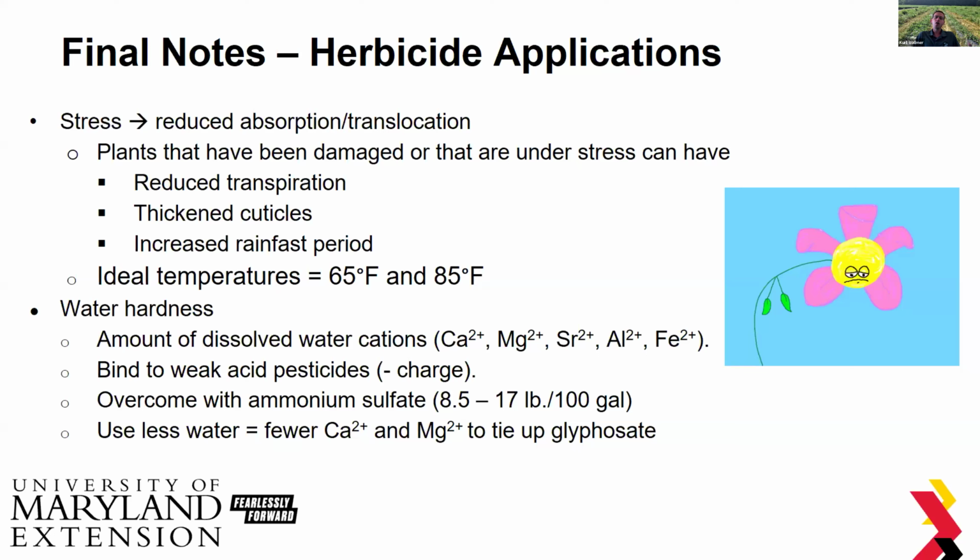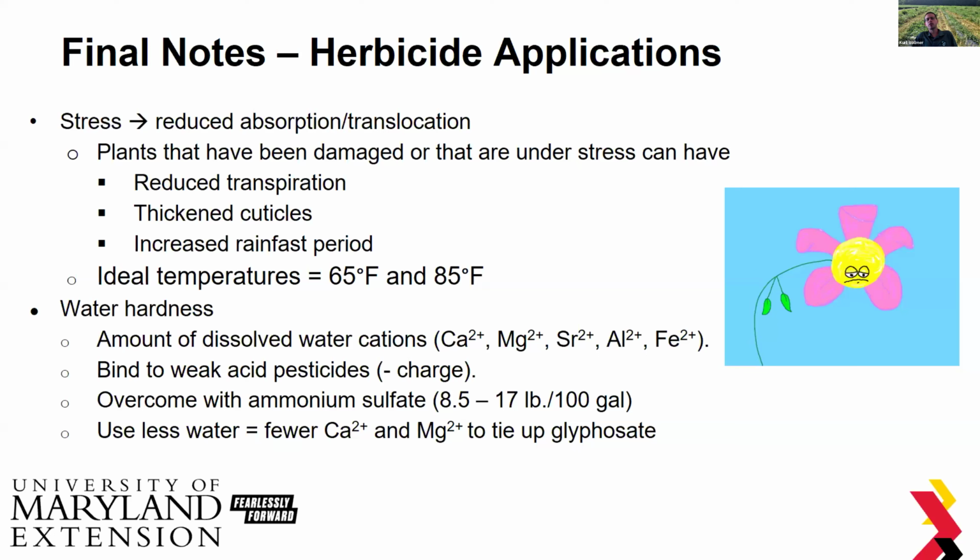These plants can also have thickened cuticles, which makes it harder for the plant to take in the herbicide, as well as an increased rainfast period, which is the time that you need between applying the herbicide and rain for it to be effective. So ideally, with a lot of these herbicides, the ideal temperatures for applications are going to be anywhere from 65 degrees to 85 degrees.